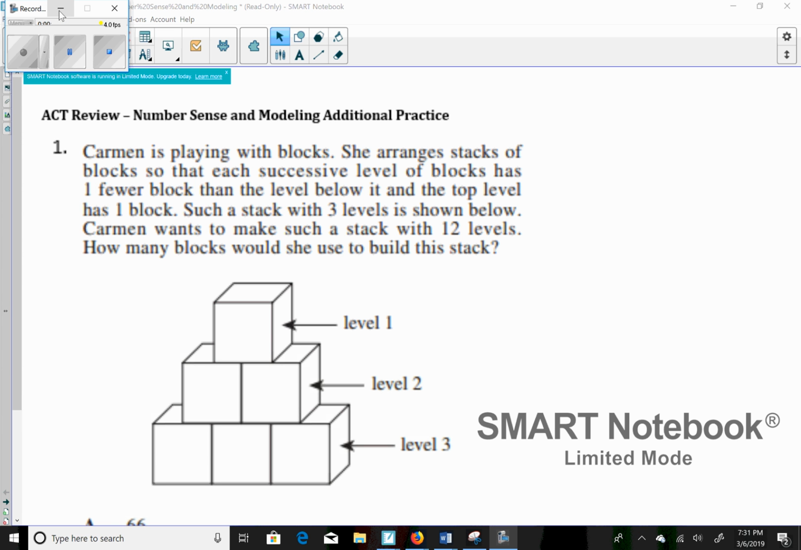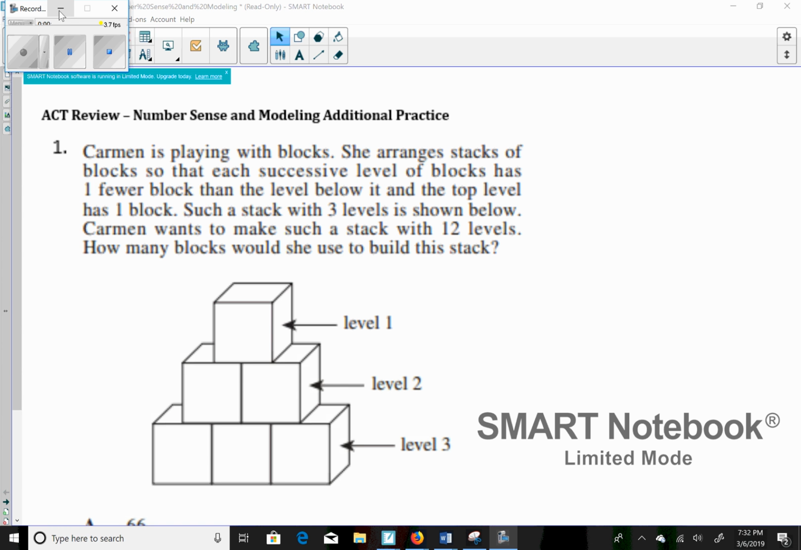Number one, Carmen is playing with blocks. She arranges them in stacks of blocks so each successive level of blocks has one fewer block than the level below. Such a stack with 3 levels is shown here below. Carmen wants to make such a stack with 12 levels.